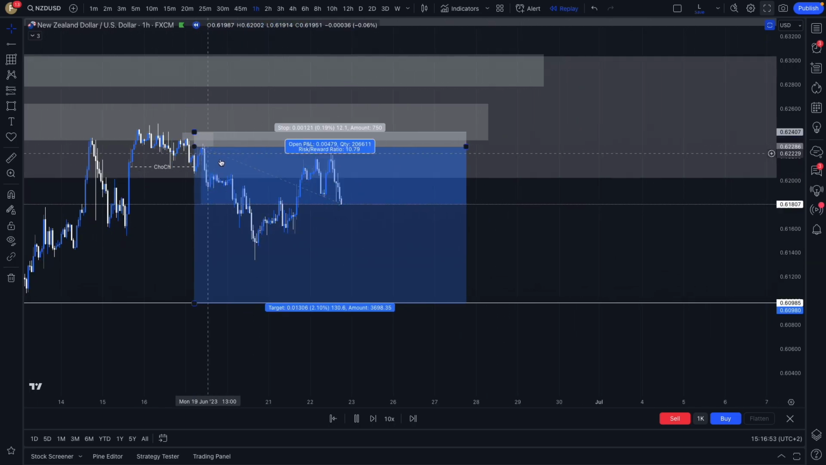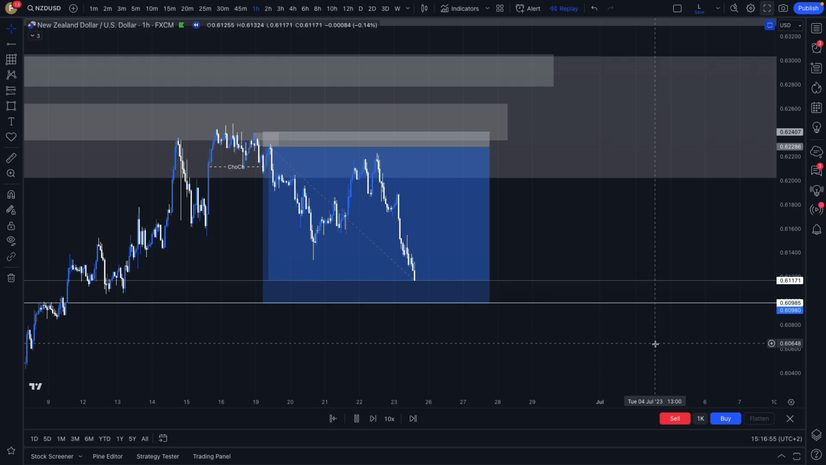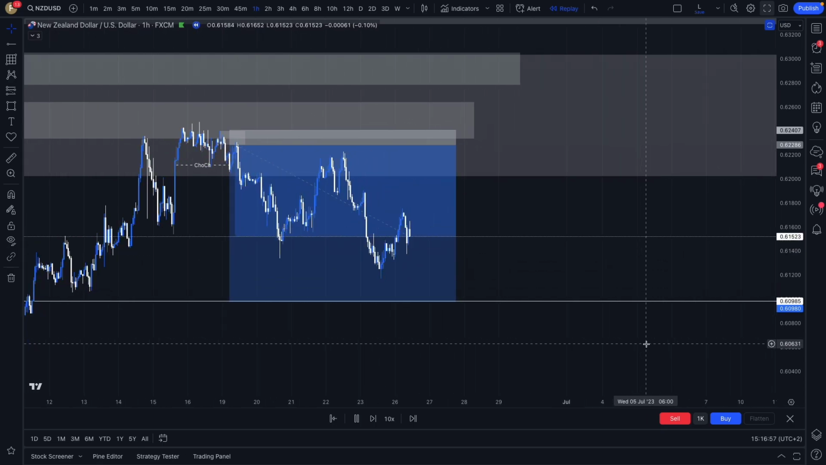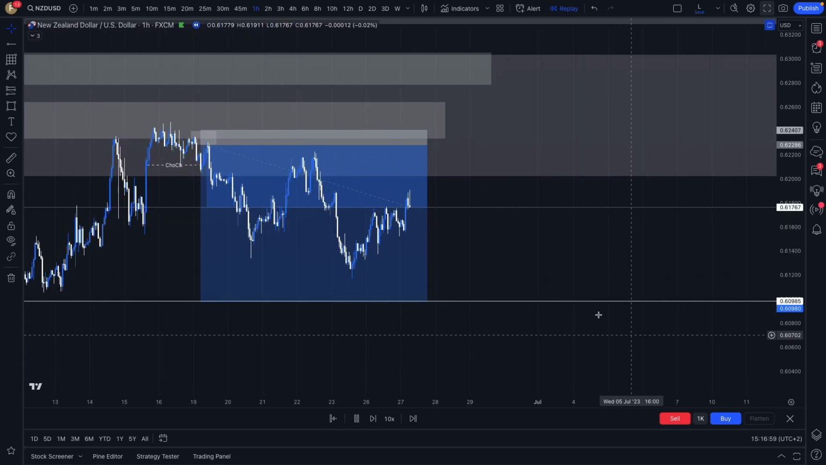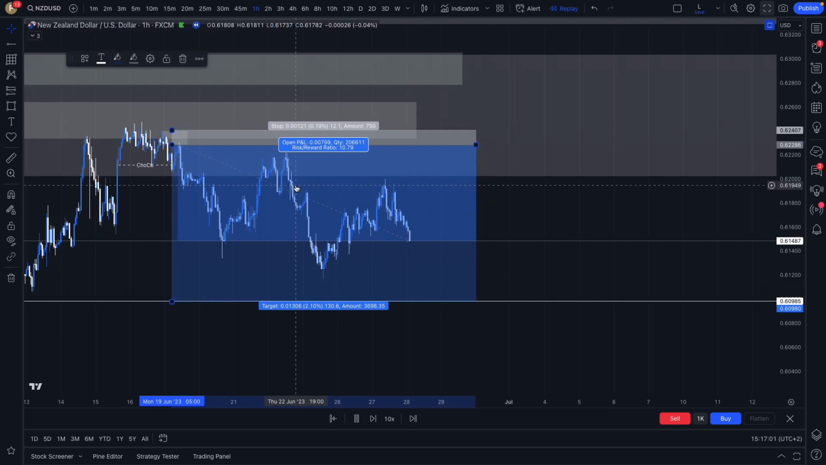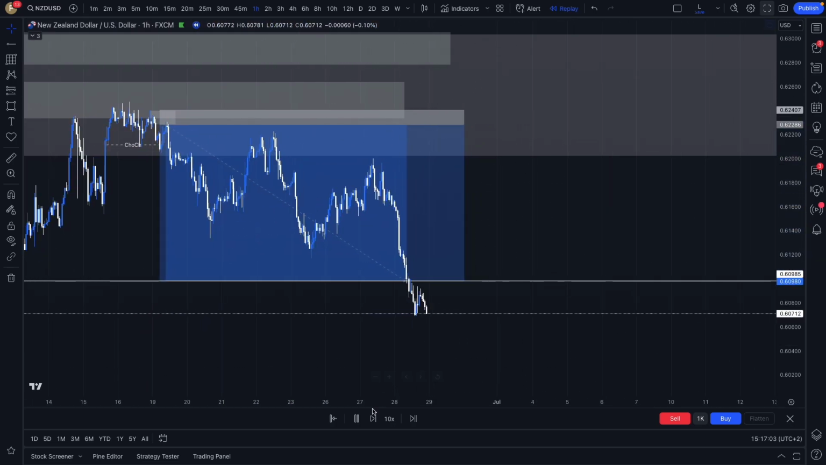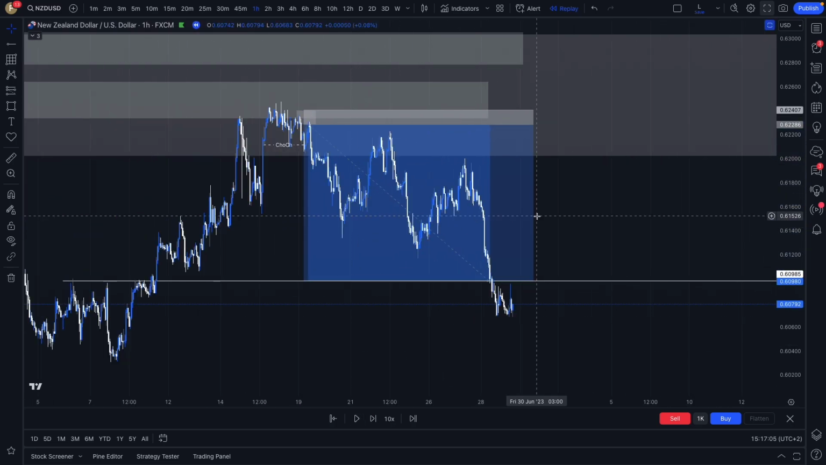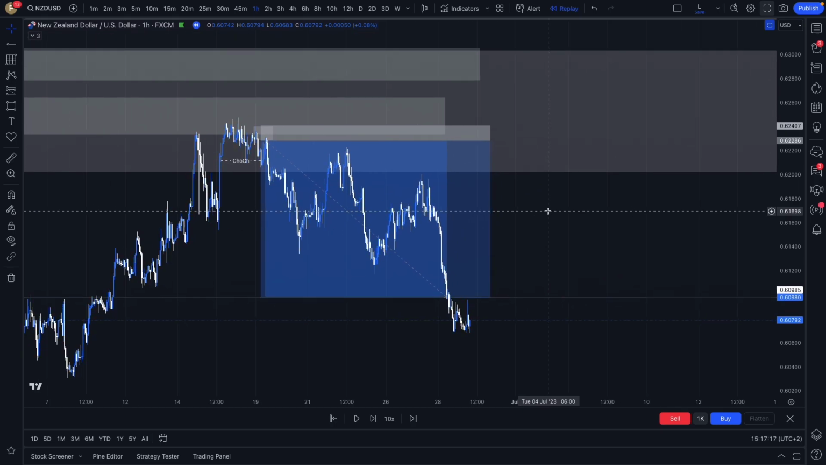Then it comes in for mitigation of this supply area. Another mitigation of this supply range, and that is a 10.8R locked in. So yeah, this is essentially the power of the change of character model when used and understood correctly.